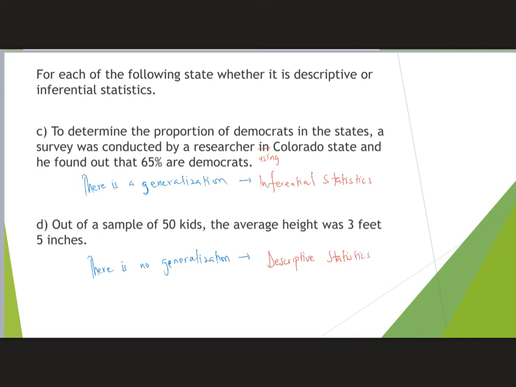We took a sample of 50 kids and we found the average height, the mean height, to be 3.5 feet. We did not go beyond the 50 kids. So therefore, this is an example of a descriptive statistics.